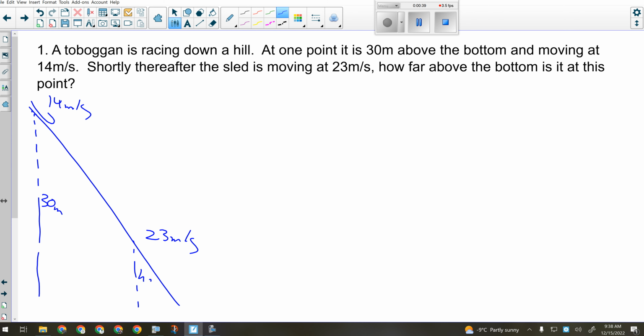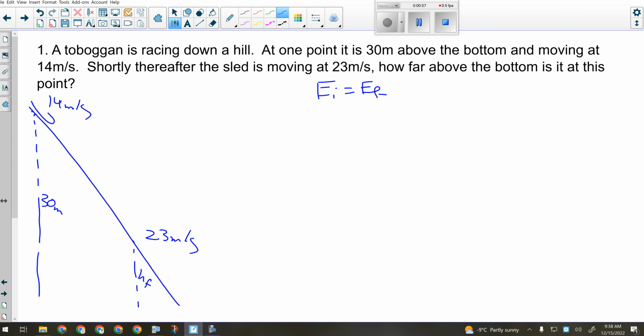We're looking for its final height. Hey, everybody with me there? Okay, work energy theorem or conservation of energy? Conservation of energy. There's no force, there's no distance, there's no mention of work. So E initial equals E final.